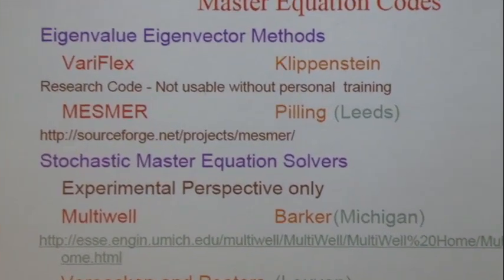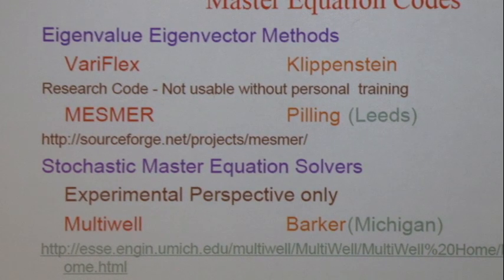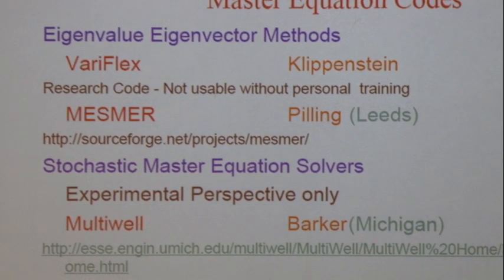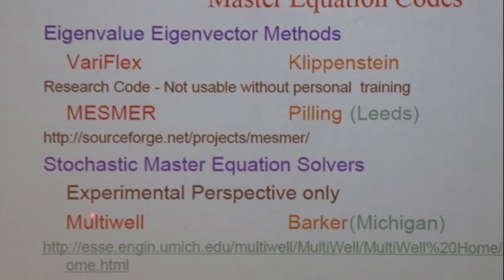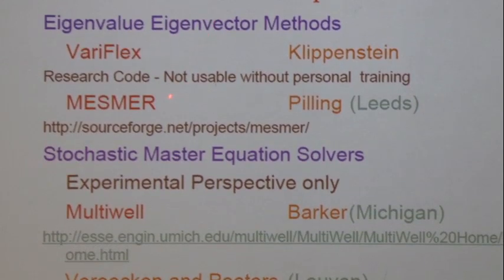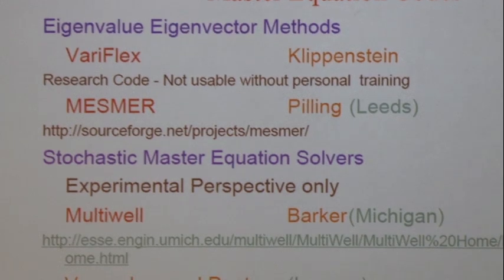So it's a mess. But if you're into it, if you're willing to travel to Chicago and spend a week with Steve, he'll teach you how to do it, and you can do it. But it's definitely not professional code. Mesmer is more professional. There's an open source project to try to keep this going. This does the master equations, but I think it does not do the variational transition state theory.